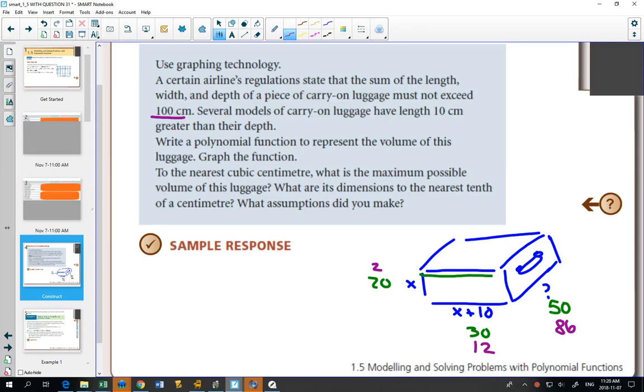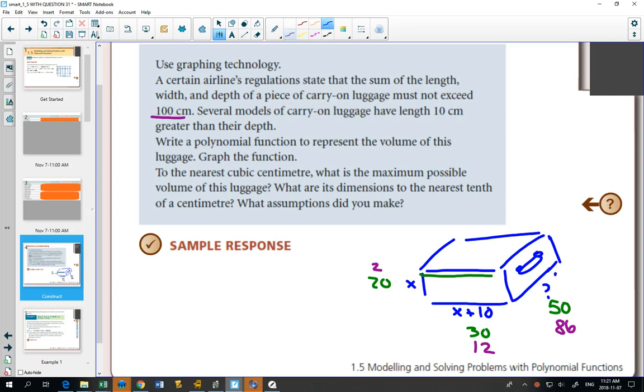Well, if I have 20 here and 30 here, I've used up 50 centimeters. The most that I could have left is 50 more. If I did 2 here, 10 more would be 12 here. The most I could have left is 86. So now we're going to think in the blue with the algebra: if I've used up x there and x plus 10 there, how much is left?